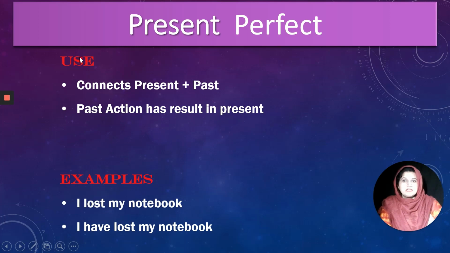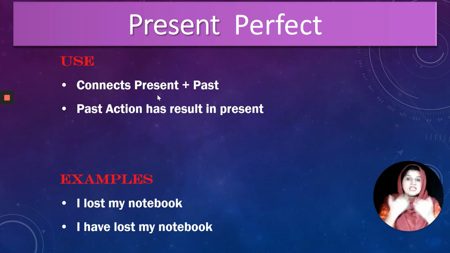So the most prominent use of present perfect tense is that it connects the present with the past. It means that it shows a past action which has a result in the present, right? So it brings one action from the past and shows its implication in the present time.